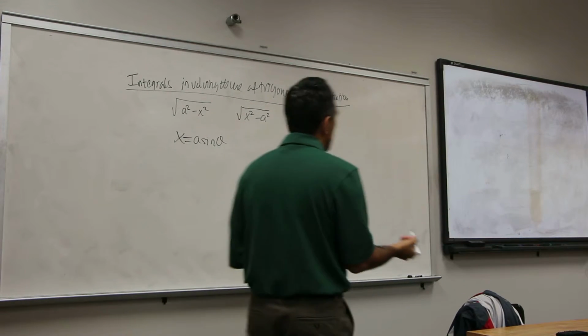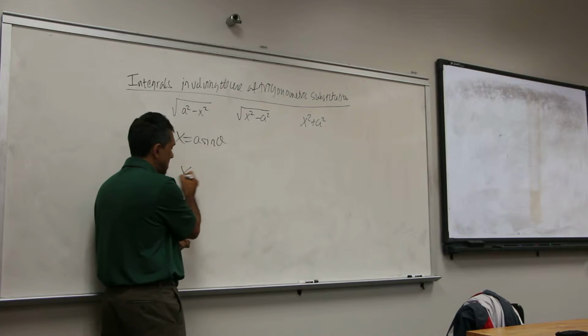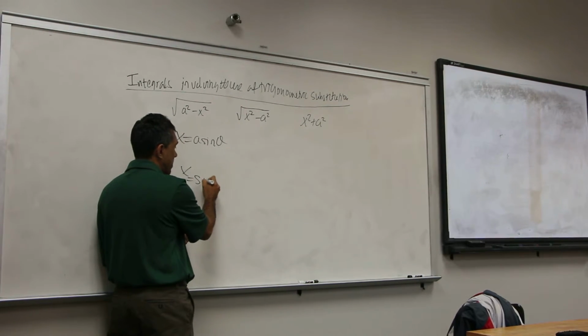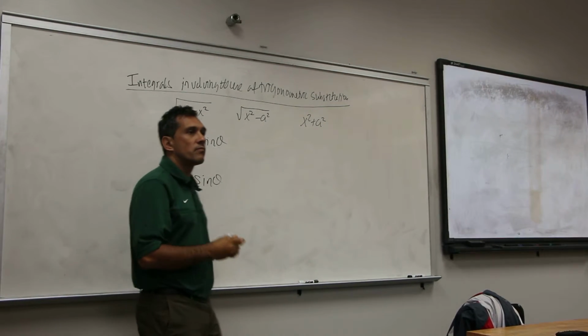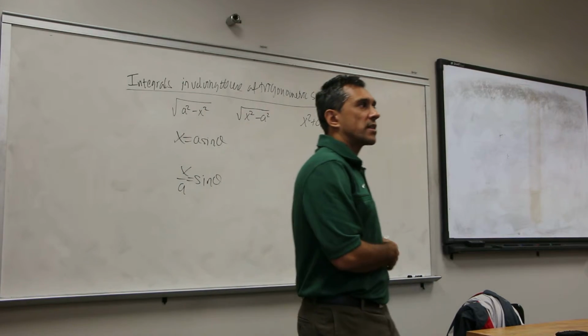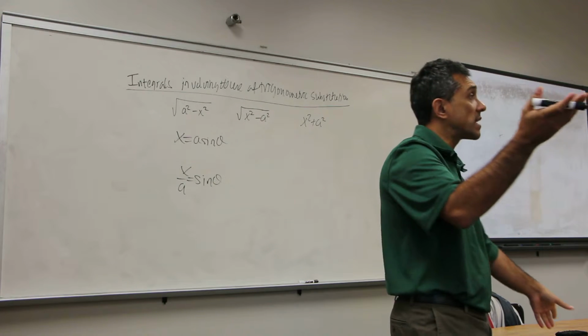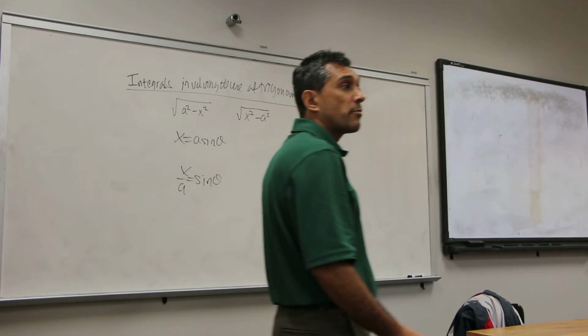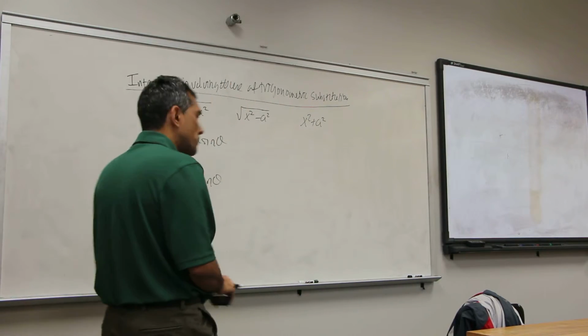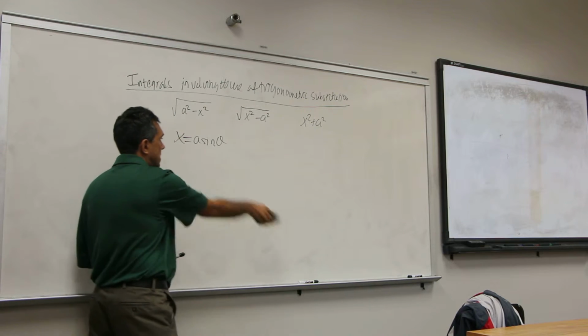Now, the correct substitution is really there, but I'm not going to say that. x over a is the sine of theta. Why? Because then I can make my triangle very clearly. You make a triangle with the opposite side to theta, x, and the hypotenuse a.